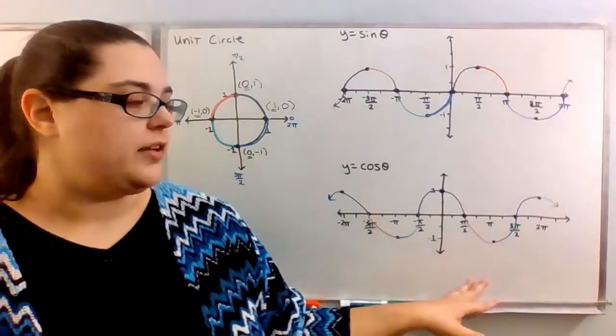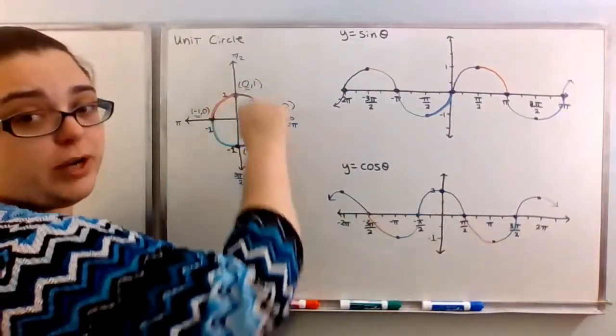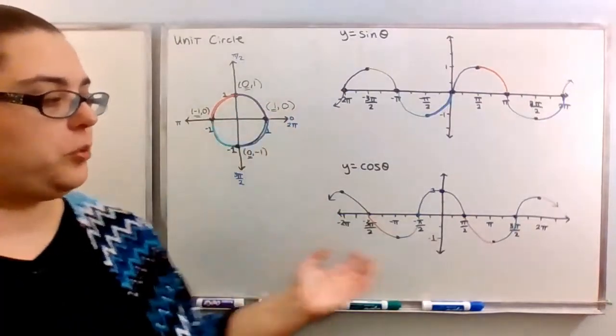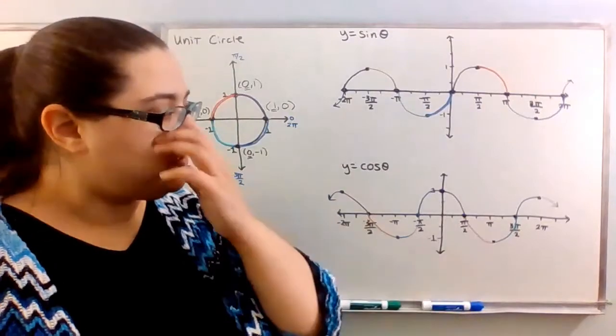Same thing for cosine. And the reason this is happening is because you can march around a circle as many times as you want until you get tired or run out of board space to graph. So these functions are periodic.